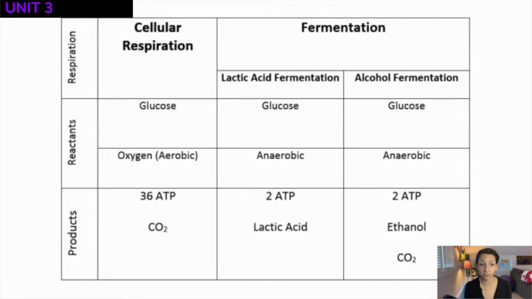Now, in our two types of fermentation we just talked about, lactic acid fermentation also requires glucose. Alcoholic fermentation also requires glucose. They are both anaerobic processes, meaning they occur without the presence of oxygen. They both produce 2 ATP. Lactic acid fermentation has also lactic acid as a byproduct, and alcohol fermentation produces ethanol and CO2 as byproducts.